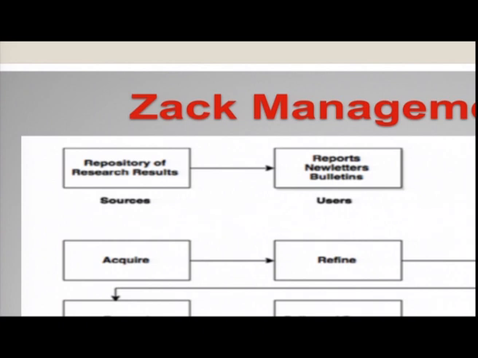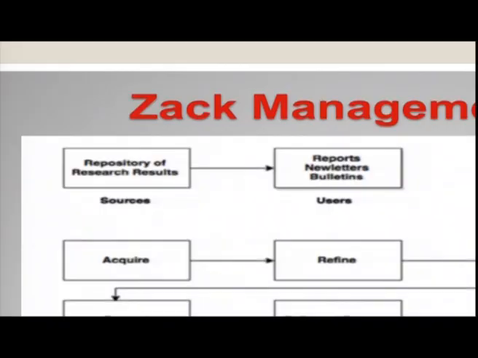This Zach model and the cycle that is used in the Zach model is also called a refinery. So, the stages of the Zach management model are classified into 5 different types: acquisition, refinement, storage and retrieval, distribution, and presentation and use, and the cycle used in the Zach management model is called refinery.